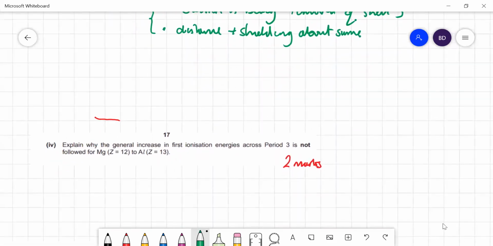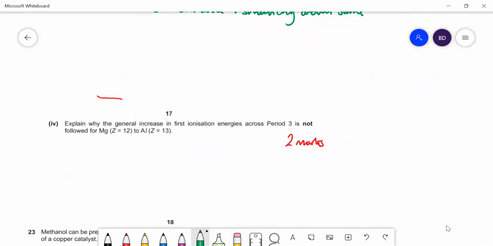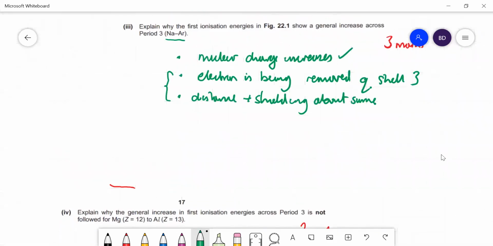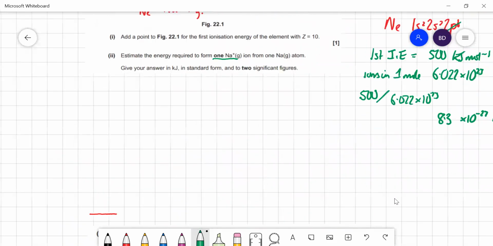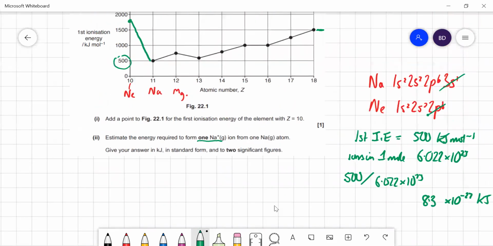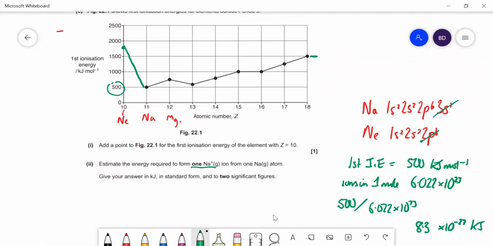Why is this general increase not followed from magnesium to aluminium? Let's look at the chart here. Okay, right, from magnesium to aluminium. For magnesium, the electronic structure, I'll just write there at the end bit, Mg is 2p6 3s2.